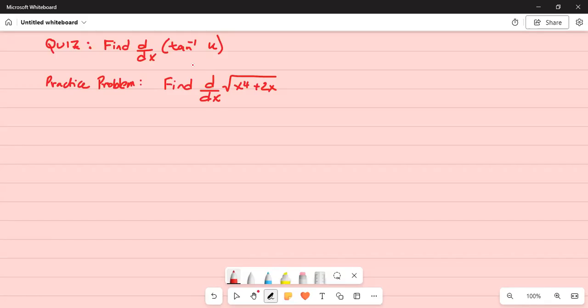Find the derivative with respect to x of the square root of x^4 plus 2x. Okay, so let's do this practice problem. We'll do the solution for the practice problem, and in the meantime, you can try the first problem, which is the derivative with respect to x of tangent inverse of u.